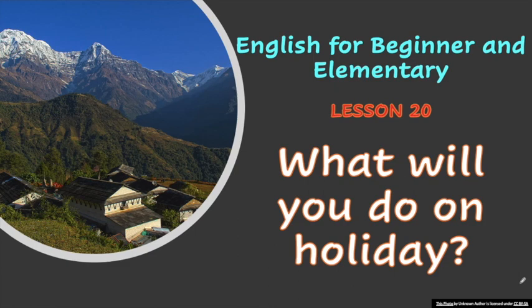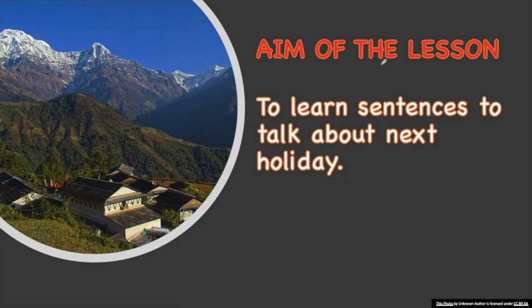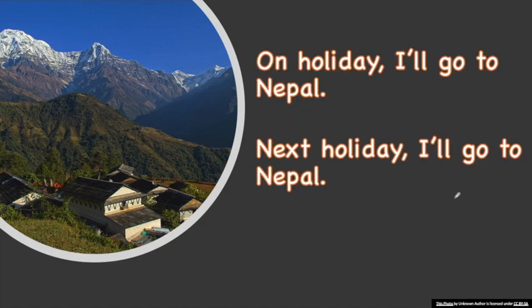This is the last lesson for these two levels, okay? And today we'll try to answer the question, what will you do on holiday? On holiday, or you can say next holiday, that means future, okay? The coming holiday. So the aim of the lesson is to learn sentences to talk about next holiday. Okay, so let's get started.